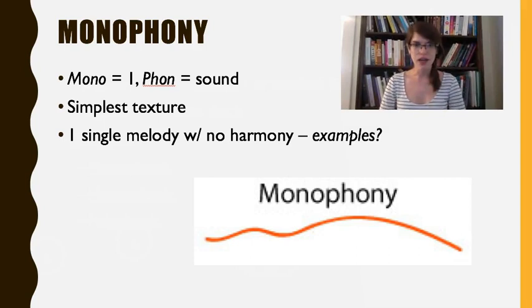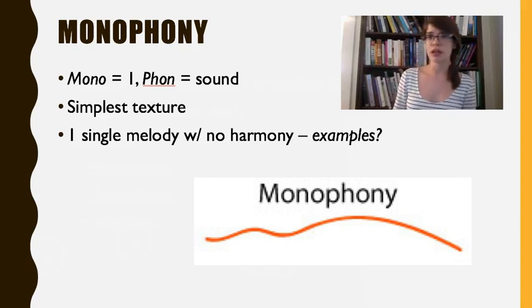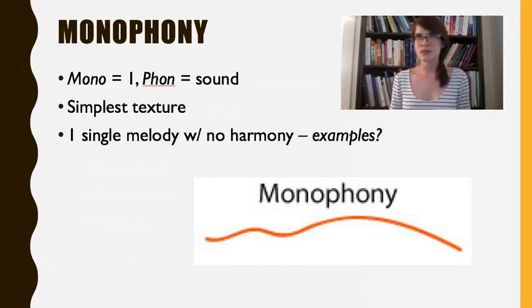Monophony is easier to understand if you divide the word up. Mono means one, and phone, P-H-O-N, means sound. So one sound, essentially. This is the simplest texture, the least complicated, but that doesn't mean that it's the most commonly used. It's only heard in certain styles of music, pretty rarely.